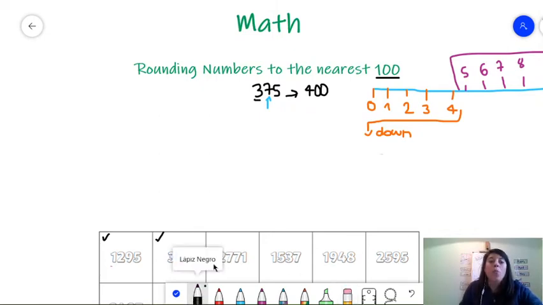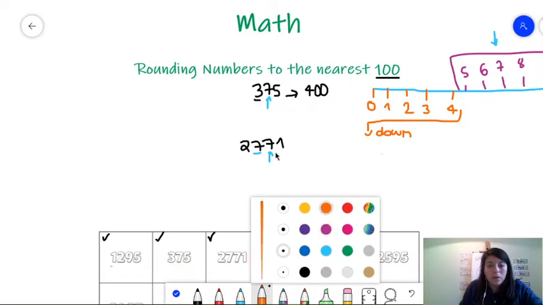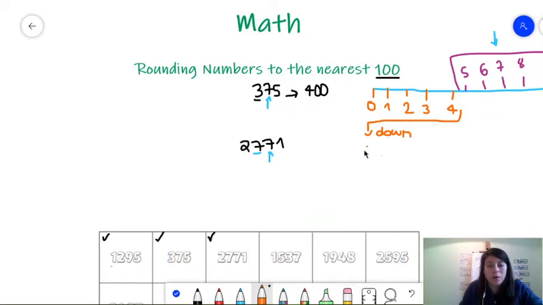And I'm going to do one more with you. Yes. Though the numbers can be quite different. Let's do over here the number 2,771. Now first I need to identify my hundreds and I'm going to underline it. And then I'm going to look to the number on the right, which is 7. Now do you see a pattern here? Here it was 7, which is over here. Now, what do I need to determine next? Well, does it go down? What's the nearest hundred in 2,771 that goes down?